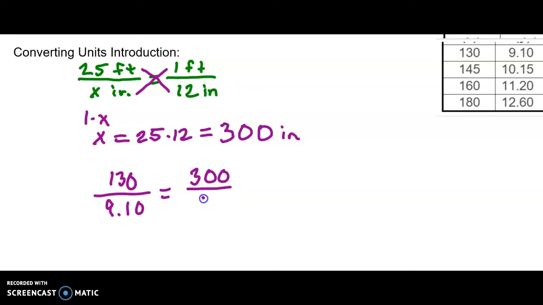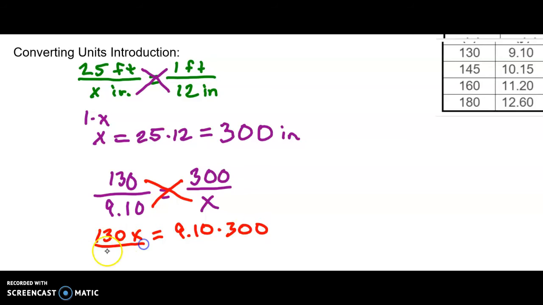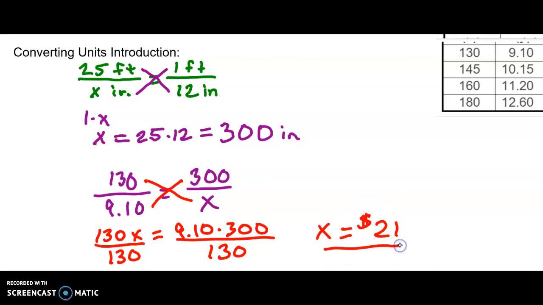300 inches will cost what? And once again, we can cross multiply. 130x equals 910 times 300. The opposite of times 130 is to divide by 130. And we can find Emily's cost for the wire: 9.10 times 300 divided by 130 tells us that she's going to pay $21 for her wire.